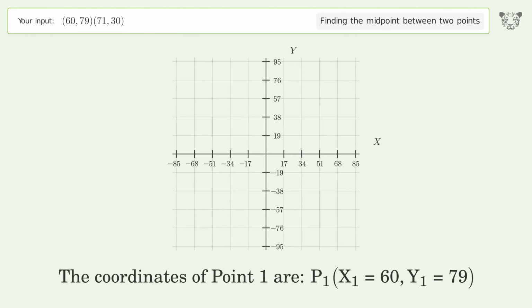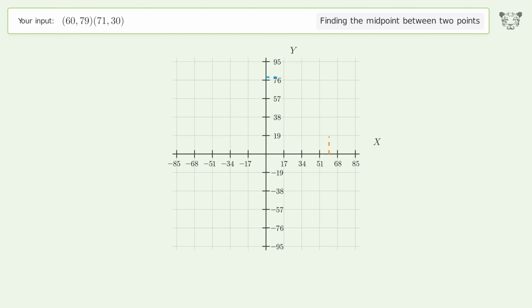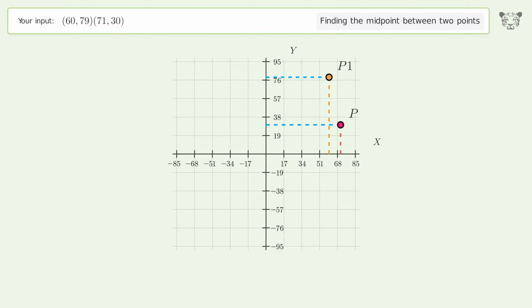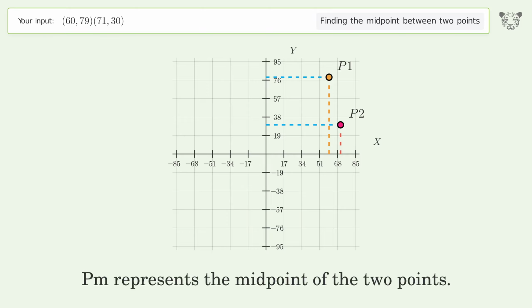The coordinates of point 1 are x1 equals 60, y1 equals 79. The coordinates of point 2 are x2 equals 71, y2 equals 30. PM represents the midpoint of the 2 points.